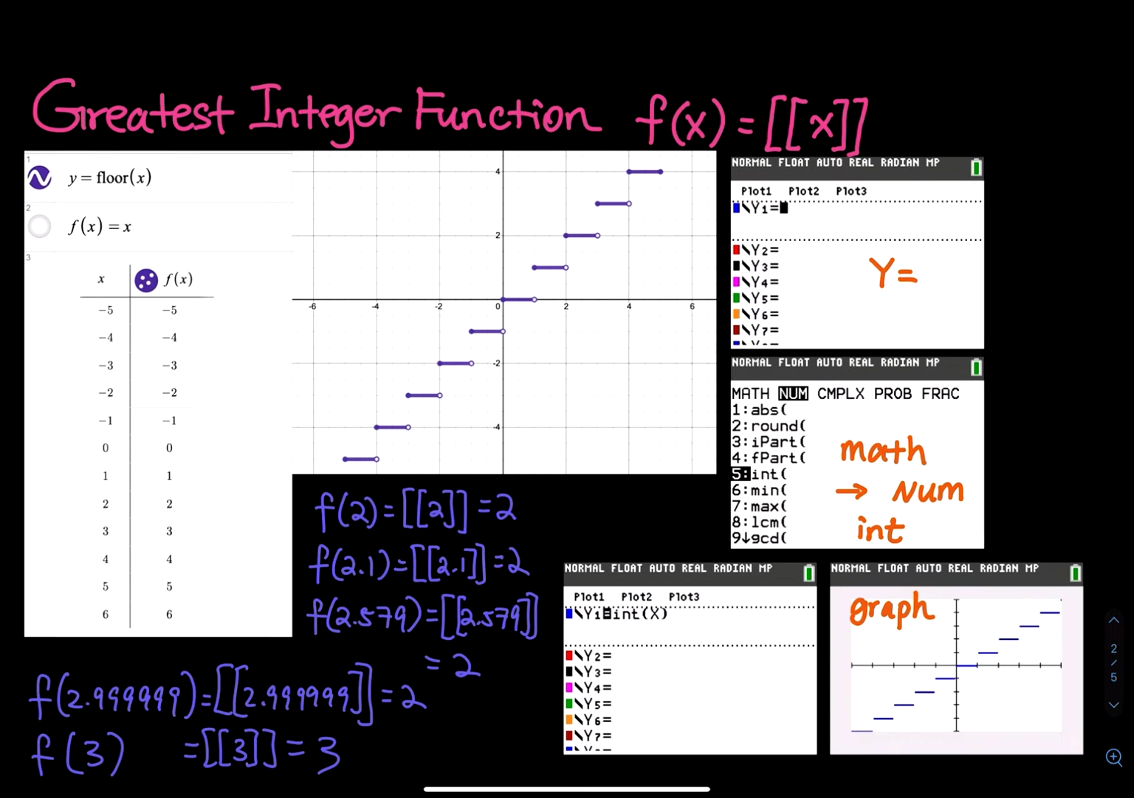Greatest integer function. Sometimes we call this a step function. Greatest integer function is not widely used, it's not super popular, but it is good to know what it is. So there are two ways to write it.